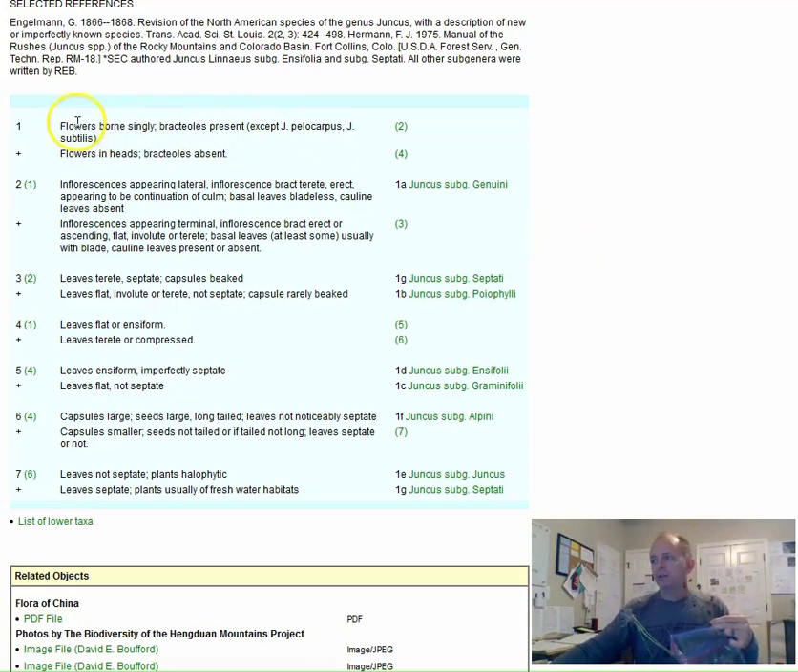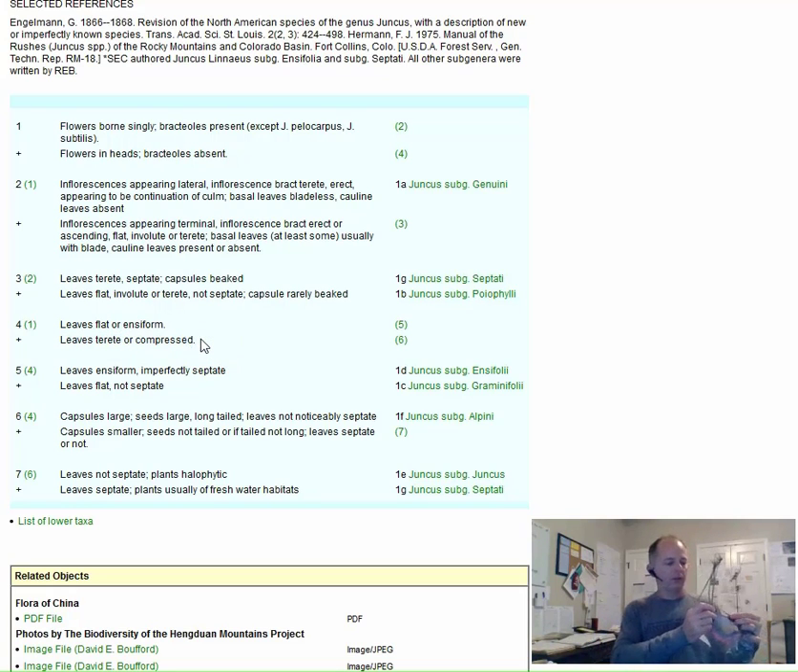Okay, so the flowers. So we start up here, step number one. Okay, flowers born singly. Okay, so that means if you don't have the flowers, you're going to have capsules. So those capsules, are they by themselves? Or are they in heads? All right, well, kind of ruined that one because I already told you they're in heads. So the flowers are in heads. So we're going to go to this part 4. So we come down here. Are the leaves flat or are the leaves compressed or terete, round or compressed?